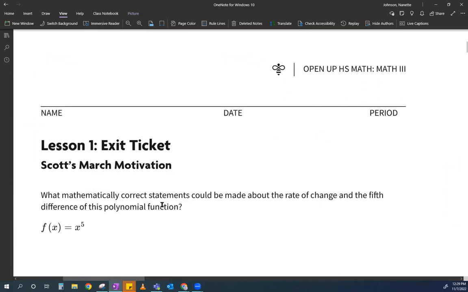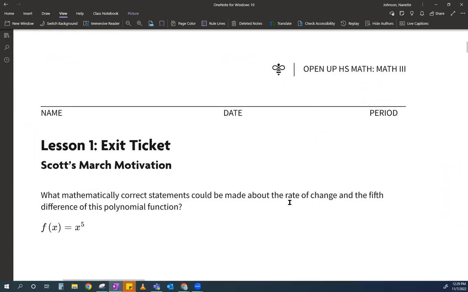It says, what mathematically correct statements could be made about the rate of change? Remember, the rate of change is just your differences. For the 5th difference of this polynomial, okay? When I say x to the 5th, he doesn't have a special name like cubic or quadratic. He's just the power to the 5, right? So if you wrote this out, what could you tell me about the rate of change and this 5th set of differences for this polynomial? You should be able to do that now. All right. Stop.